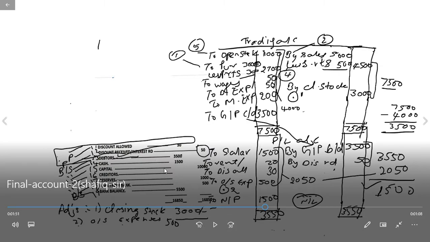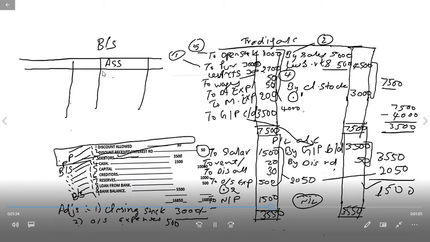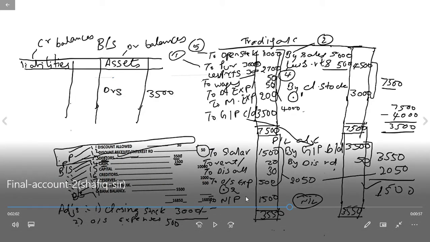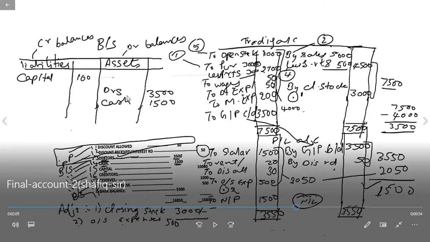Now one thing about the balance sheet, all credit balances are written on the liability side, all debit balances are written on the asset side. This is a very important point with respect to the balance sheet. As such, net profit, if it was brought down here, would have been a credit balance. That's the reason net profit has to be shifted to the liability side. We'll see how to fill the balance sheet. So in the balance sheet, you have debtors, you have cash. Why did I write debtors here? Because it's a debit balance.